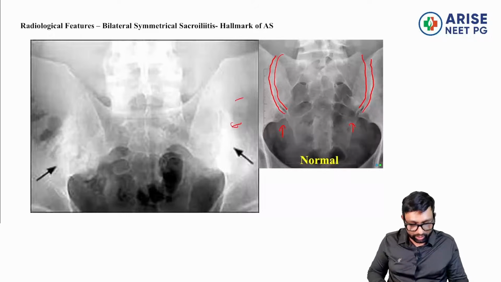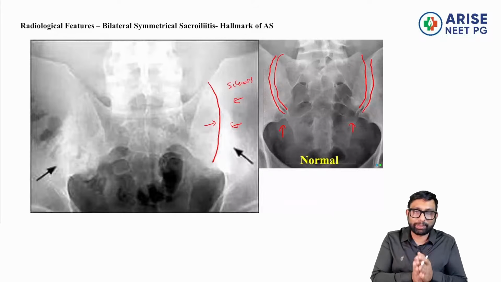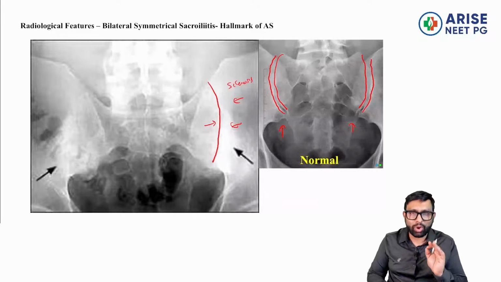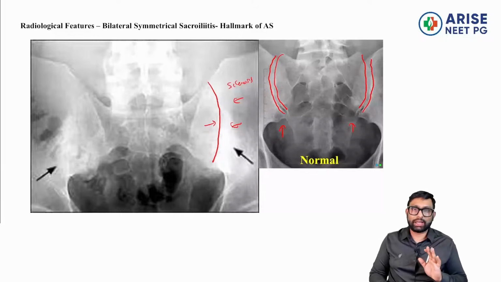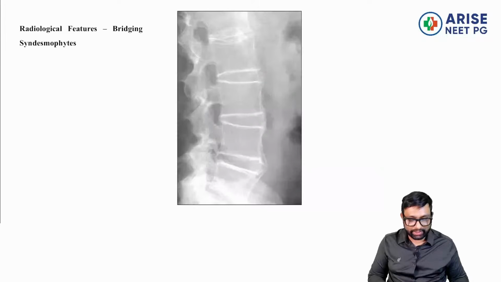But look here. See, there is a lot of sclerosis and there is fusion. It has become a single area. So it is fused. So this is a feature of bilateral symmetric sacroiliitis, which is a hallmark of ankylosing spondylitis. So in an X-ray, how do you pick up these features? One is you look at the SI joint if there is bilateral symmetrical sacroiliitis.